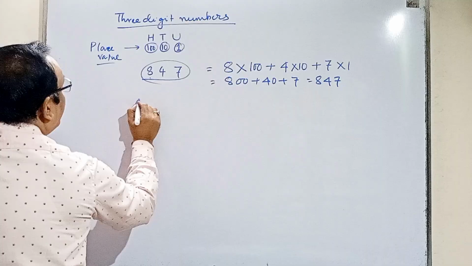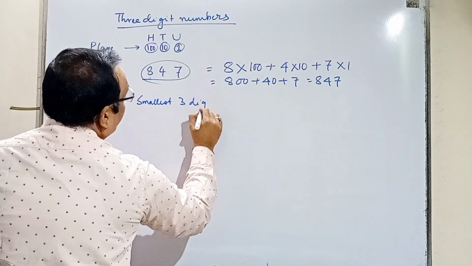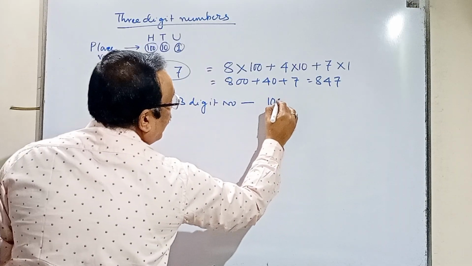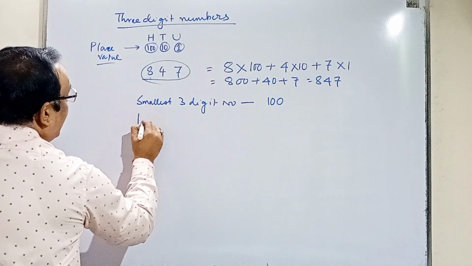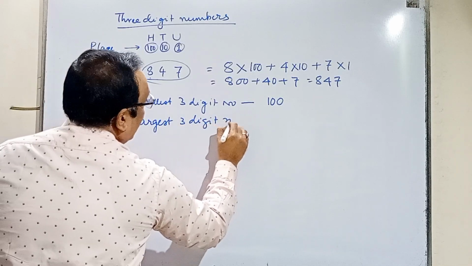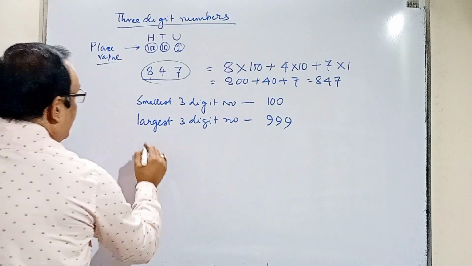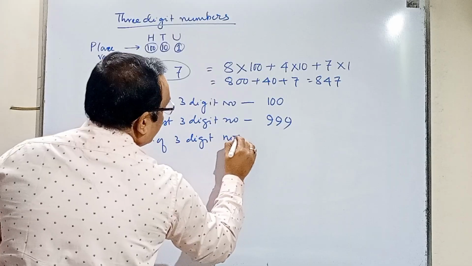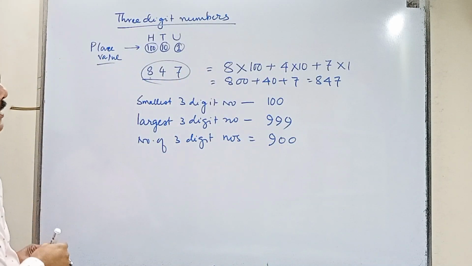So what is the smallest 3-digit number? The smallest 3-digit number is 100. After 99 comes 100, which is a 3-digit number. And the largest 3-digit number will be 999, because the next number will become 1000. So the number of 3-digit numbers will be 900. 900 numbers are there for 3-digit numbers.